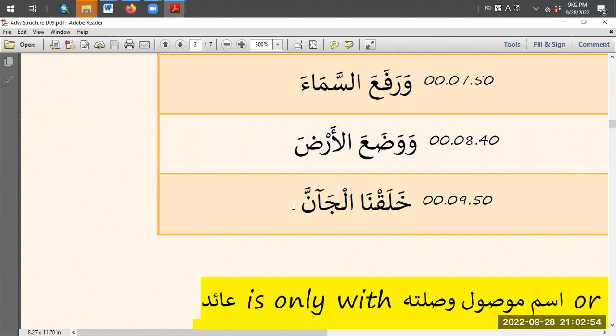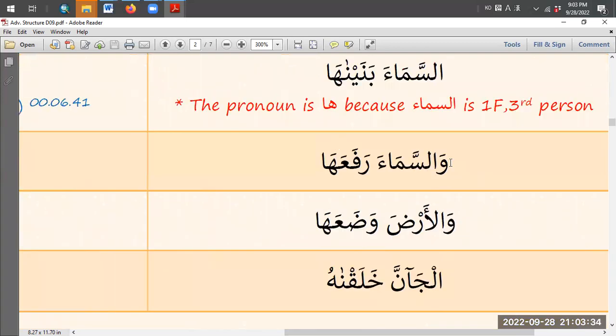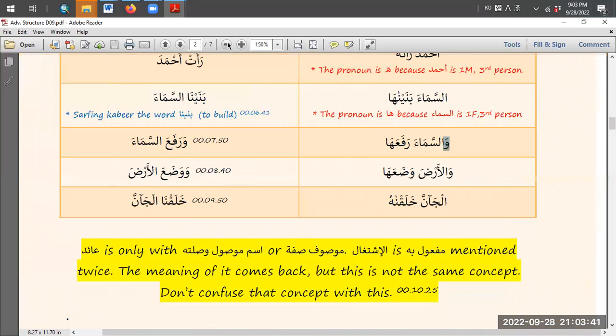So can you repeat again, Sister Salma? Al-janna khalaqnaha. Okay, the thing is, janna, what gender? Masculine or feminine? Oh, masculine. Yeah, it's masculine, right? So you cannot use ha for al-janna. Yeah, khalaqnahu. Yes, let's see the answer. Yes, you are correct. And the waw is still the first word. Okay, we get the concept.